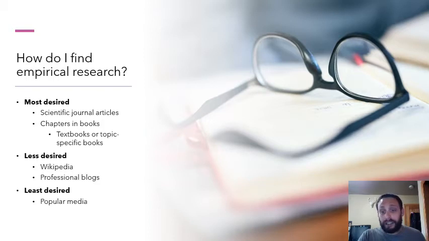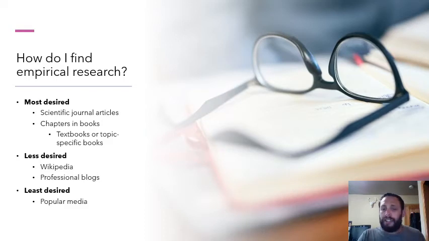Another way of finding it is honestly through Wikipedia and professional blogs. It's a little less desired because you have to question the validity of the source, but I think honestly Wikipedia is a relatively good way of finding information. I think it's a great way to start. Oftentimes, if I don't know much about a theory, I'll start through Wikipedia so I can get a good understanding of the outline of it, and they'll oftentimes cite a lot of really famous studies associated with it. And then I'll go on to the more desired scientific journals, just so I have background knowledge and understanding.